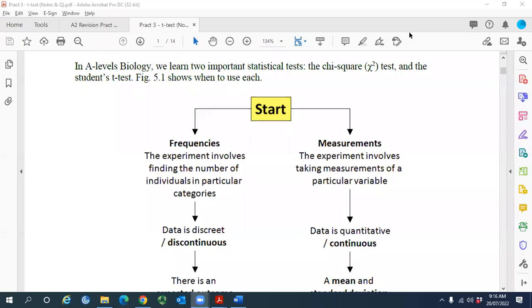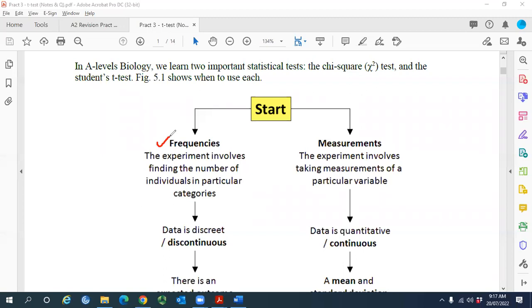So we'll continue with statistical analysis, where in this case now, we want to compare between two sets of data. So when we do experiment, there are different ways to get the data. So here, when you start to do experiment, it could be your data is in the form of frequency. Frequency means number of individuals.